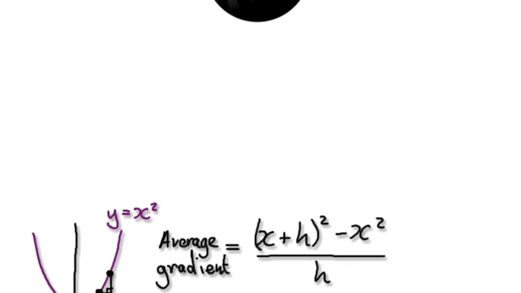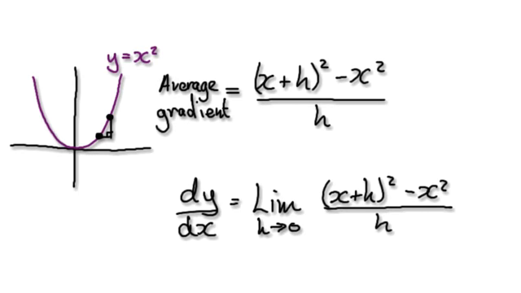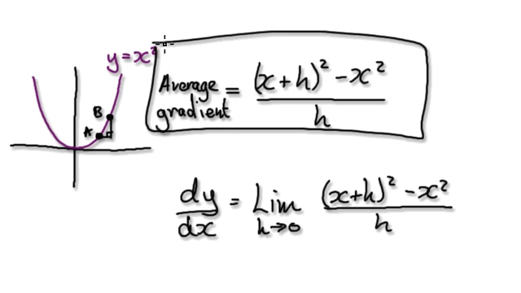Okay, so a quick summary of what we've done so far. We started out calculus by trying to work out the derivative of y equals x to the power of 2. We did it by setting up this system here, where we have points A and B, and then the average gradient that exists between A and B is given by this. But then to find out the true gradient, we had to take the limit as h tends to 0.